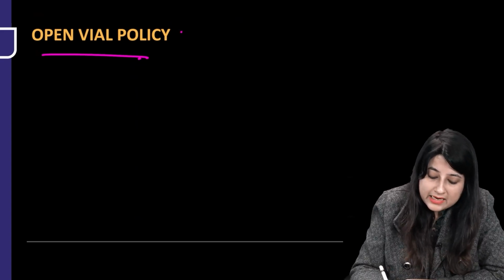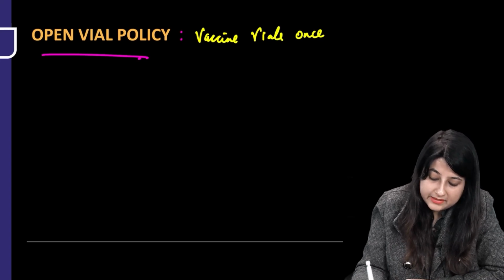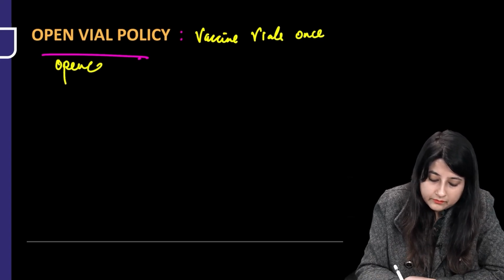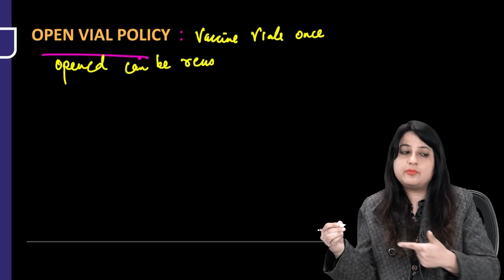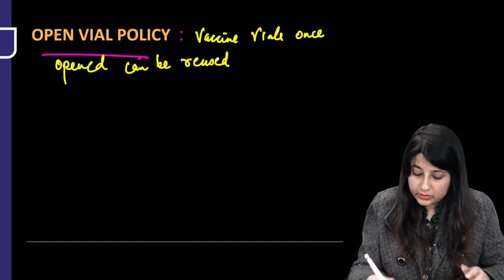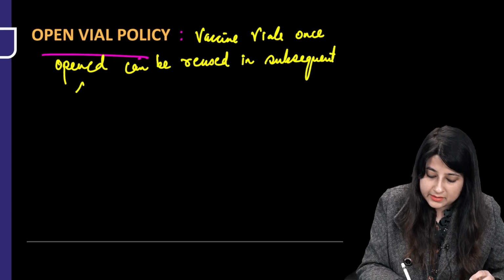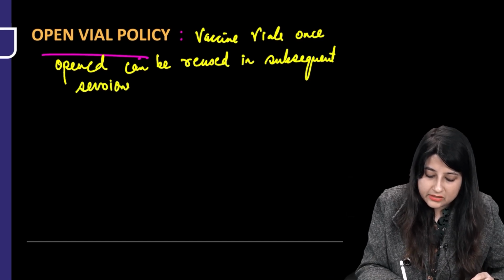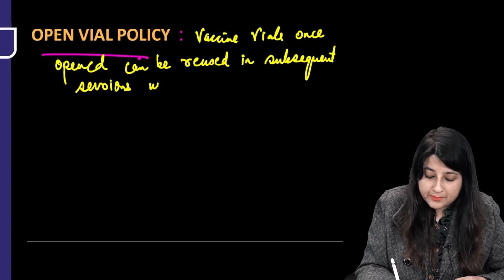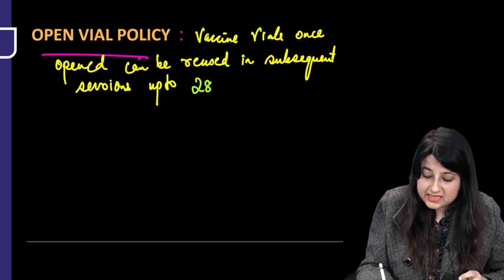Open vial policy simply means that vaccine vials, once opened, can be reused. See, the name is open vial policy. So vaccine vials once opened can be reused in subsequent sessions. Up to how many days? Very, very important: up to 28 days.